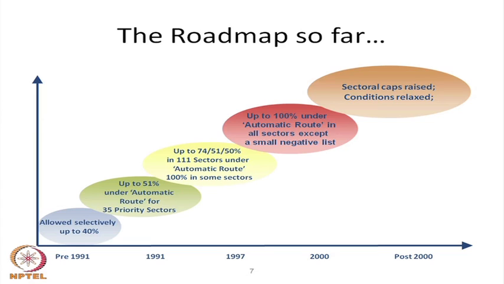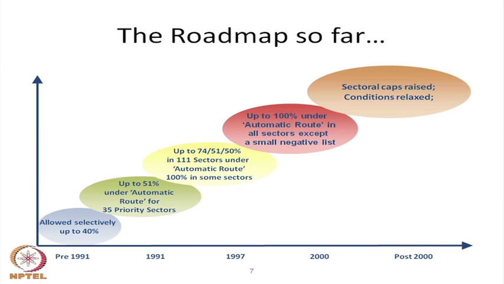And in this process, 1991 saw further liberalization in the form of what is called the automatic route, that is FDI through the automatic route. There is no need for any kind of permission on the part of the FDI or FIE to come over to India. 35 sectors were declared for the automatic route for 51% FDI, and this FDI investment was further increased in 1997 to 74%, and many more, 111 sectors, were included in the automatic route, and 100% foreign FDI investment was allowed in this sector. Then up to 100% under the automatic route in all sectors except a small negative list.